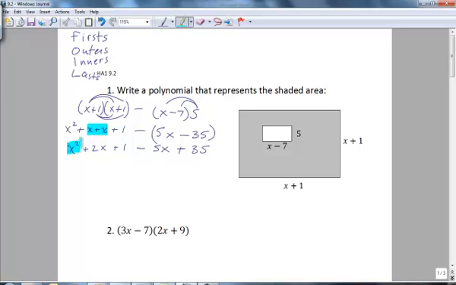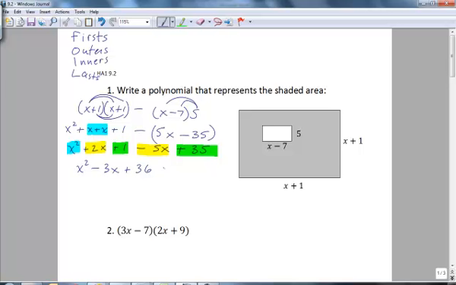What's left for me to do here is just add my like terms. So my first term is x squared, and there is nothing like it. So I'm just going to leave that alone. Put that in my answer. The next term is positive 2x, and that does have a like term. It's the minus 5x. So a 2x plus a negative 5x is minus 3x. And then finally, I've got a constant, and I've got another constant. So 1 plus 35 is 36.